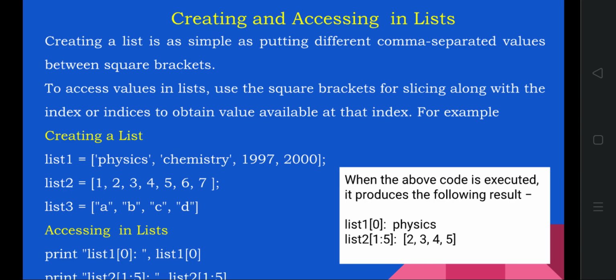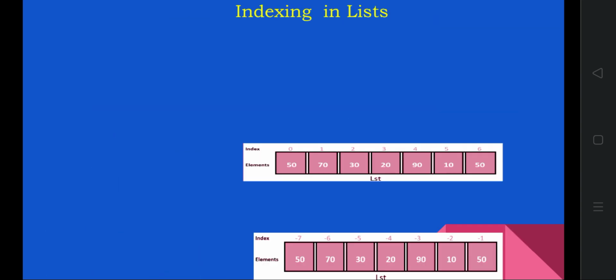As we just mentioned, when you say 1 to 5, 5 is not included, meaning the fifth position is not included. It will print the values in positions 1, 2, 3 and 4, so the answer here is 2, 3, 4 and 5. So this is how we can access the elements in the list. It is very simple to create and access the elements in the list.